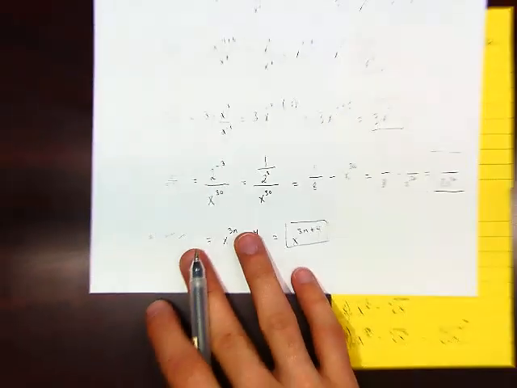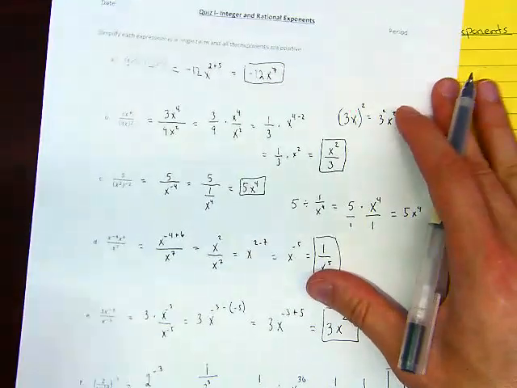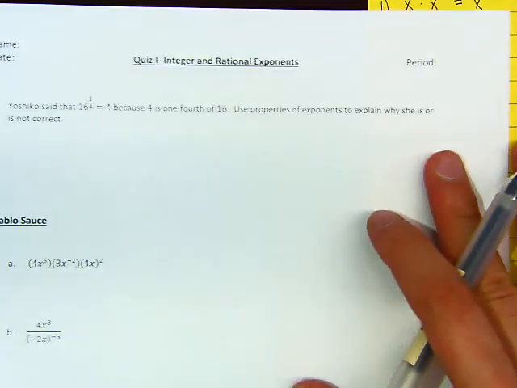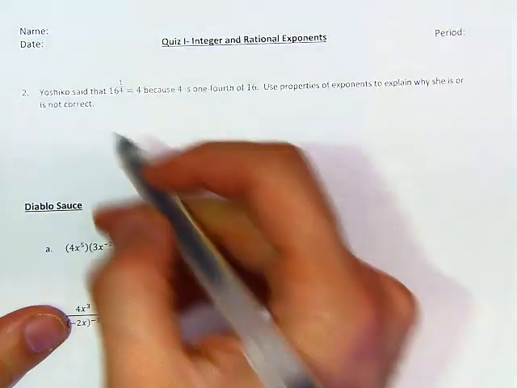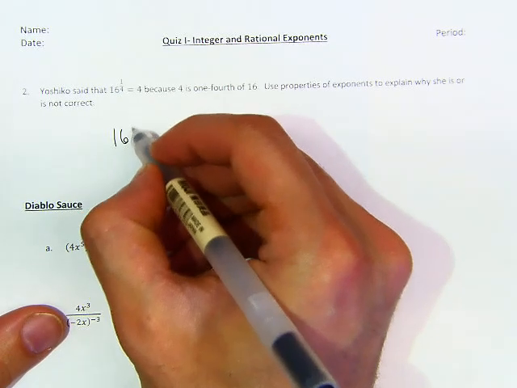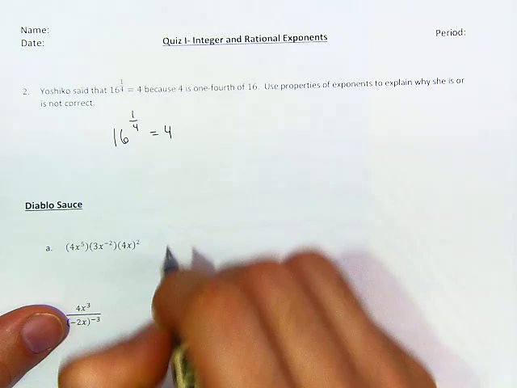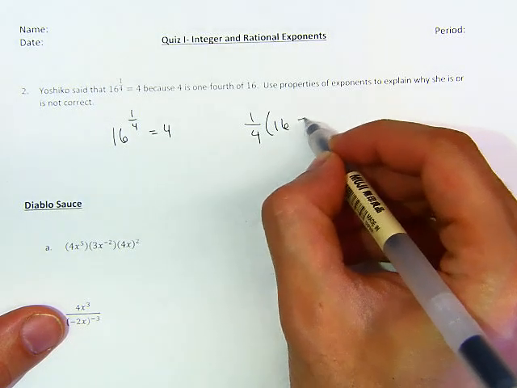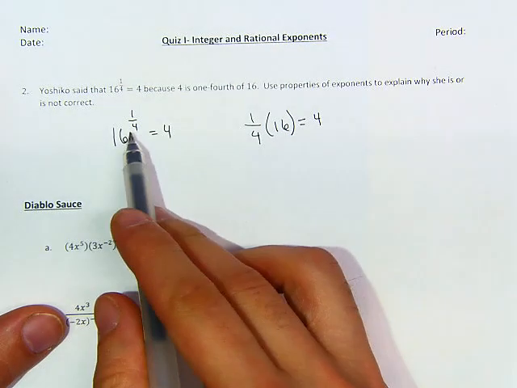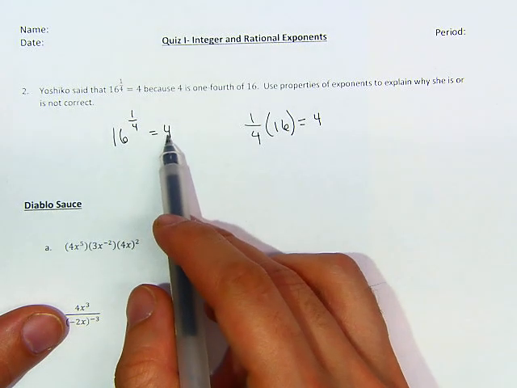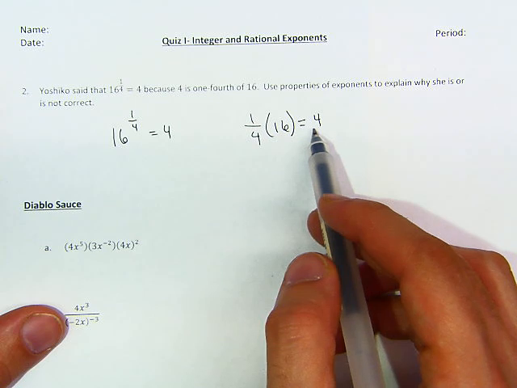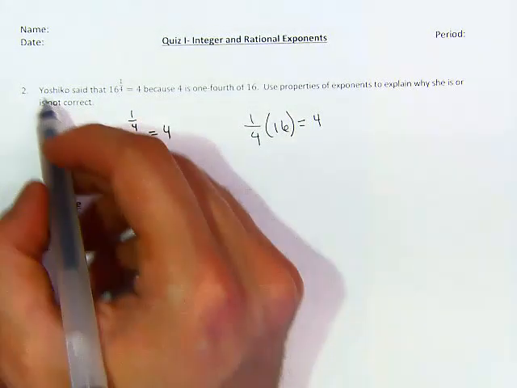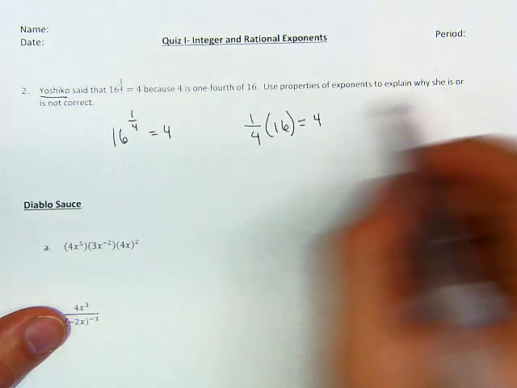All right, so let's keep going. How much time do we have on the video? 8 minutes, 30 seconds. Okay, that's pretty good. Let's keep going. This one, let's look at number 2. It says, Ms. Yoshiko said that 16 to the 1 over 4 is equal to 4 because 1/4 of 16 is equal to 4. So that's her reasoning. She's saying that this is equal to 4 because 1/4 of 16 is 4. Use the properties of exponents to explain why she is not correct.